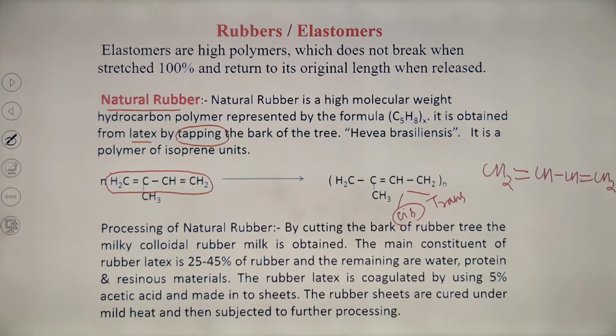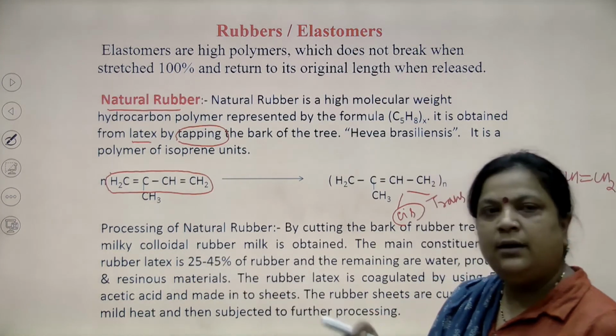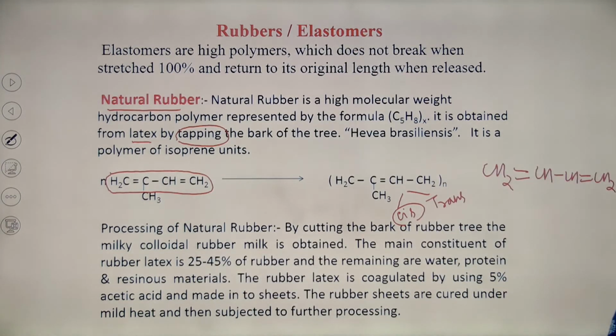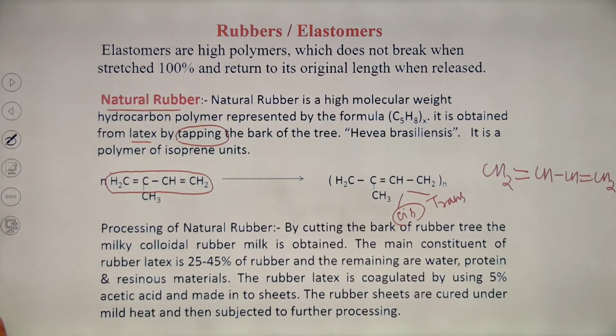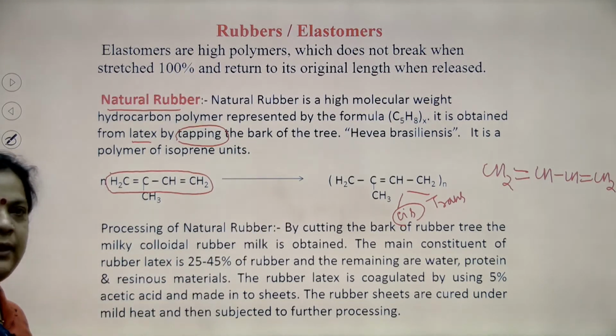Now, processing: by cutting the bark of the tree, a colloidal solution is obtained, and in the colloidal solution the rubber is present only 25 to 40 or 45%, and the remaining part is water, protein or resinous material. Then this latex is coagulated by acetic acid and made into sheets, and then these sheets are cured under mild heat for further processing. So the simple point is natural rubber means polymer of isoprene, or polyisoprene.